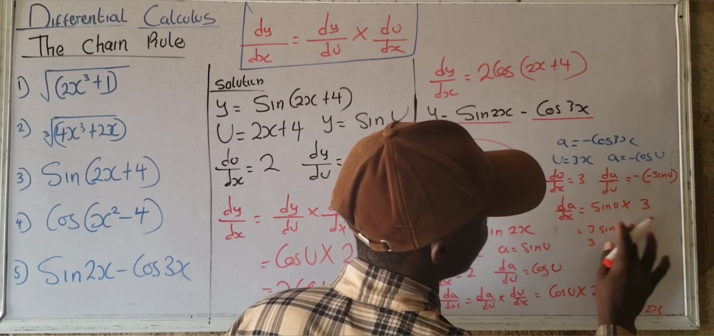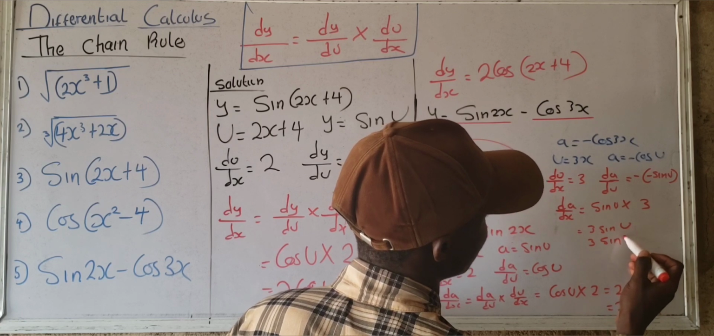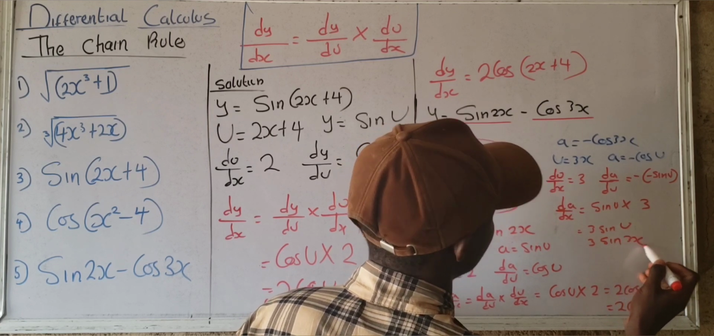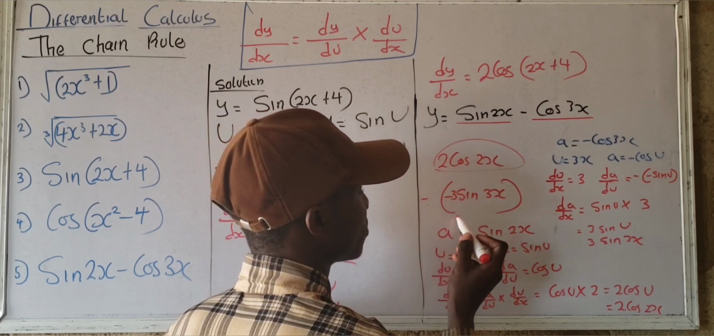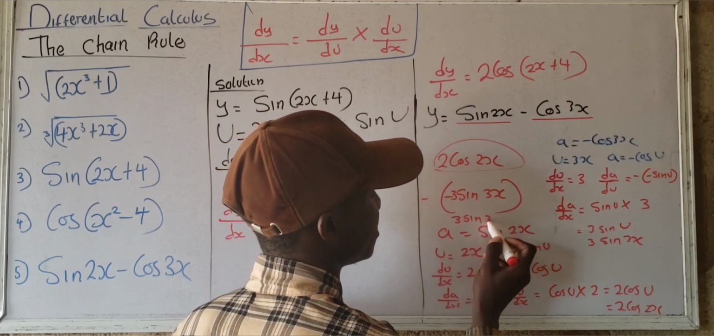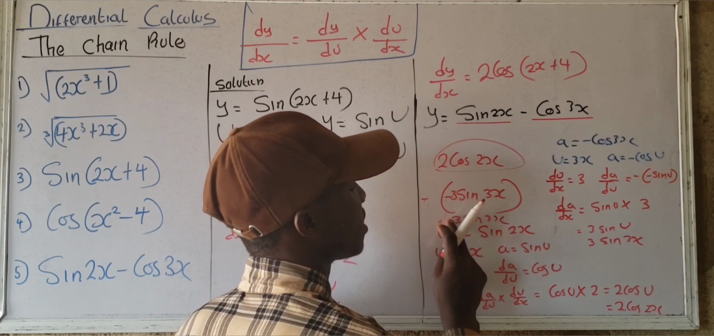3 sine u, where u is 3x. So I'm going to have 3 sine 3x. If you take the product, you're going to have 3 sine 3x, because minus times minus eventually becomes plus. So that's how I got 3 sine 3x.